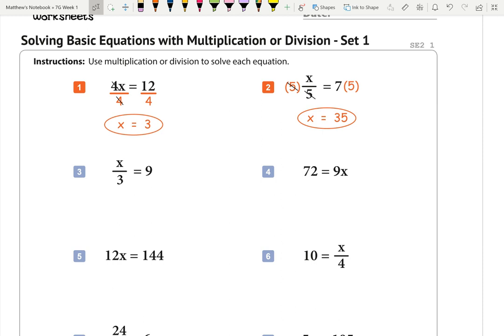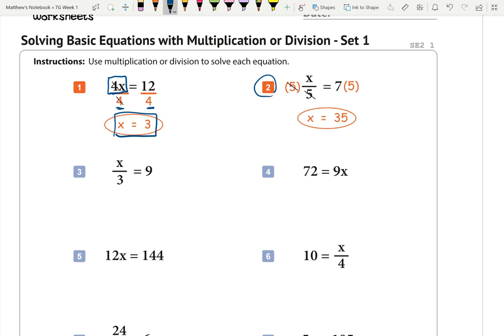All right, so here we're looking at basic equations with multiplication or division, set 1. And so we look at the first two examples, and we see that when we have x paired together next to a number, that just means multiplication automatically. And so to get rid of the multiplication, we can divide by 4 to get rid of the multiplying by 4. And when we do to one side, we have to do to the other side of the equation. So we do 12 divided by 4 to get x equals 3.